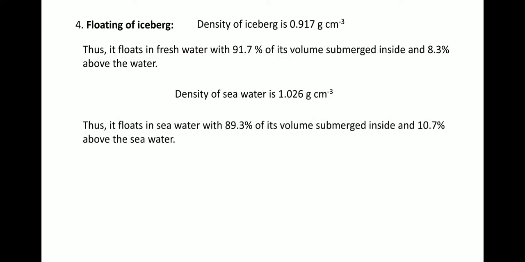And the density of seawater is 1.026 gram per centimeter cube. Look at the value, seawater is denser than fresh water. So when ice floats in seawater, 89.3% of its volume will be submerged inside the water, and the remaining 10.7% will be above the seawater.